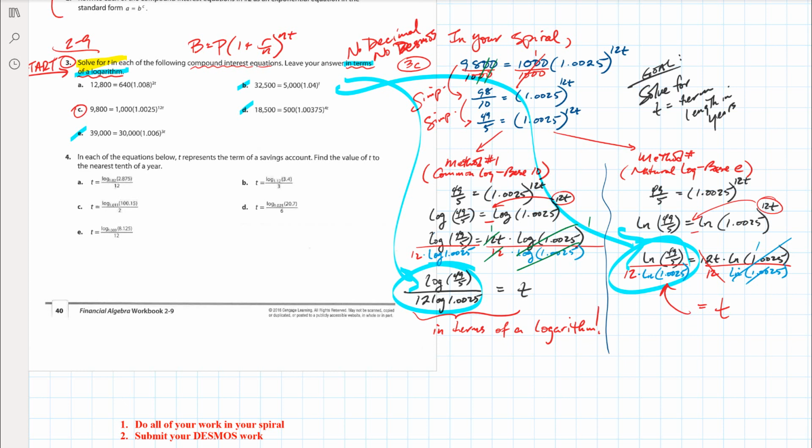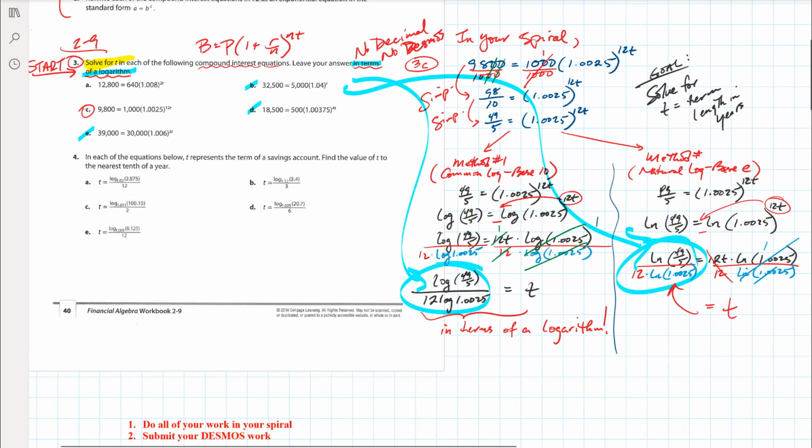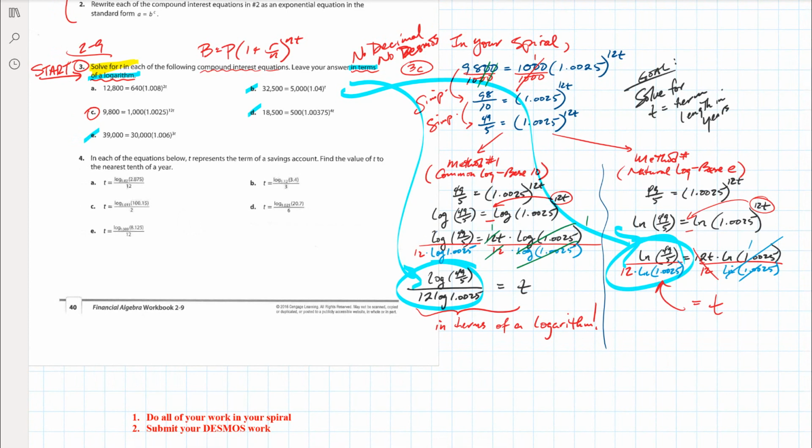Now, number 4. Let's do one in number 4. You need to express interest. Find the value of t to the nearest tenth. Oh, this is straight, this is just decimals. This is too easy. You guys are too smart, so we're going to skip this. This is just entering in decimals and writing down the result. So skip that. Let's get to the more interesting stuff.